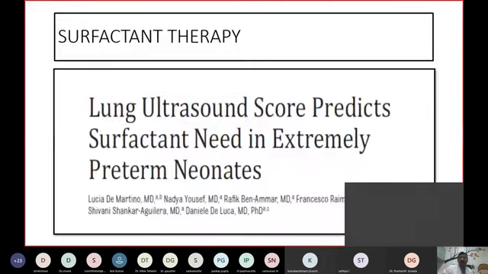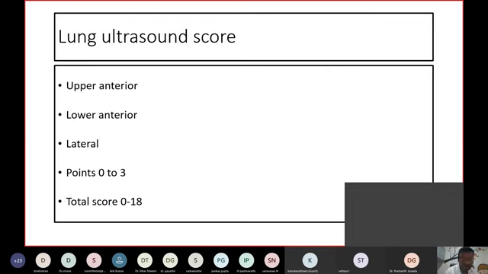Now let us see whether ultrasound will help us decide to give a surfactant or not. This was one of the prospective cohort studies by Martin et al. and group, where they studied newborns of less than 30 weeks gestational age who were on CPAP, and they were given surfactant based on the FiO2 criteria, what we regularly follow. And they did a lung ultrasound score.